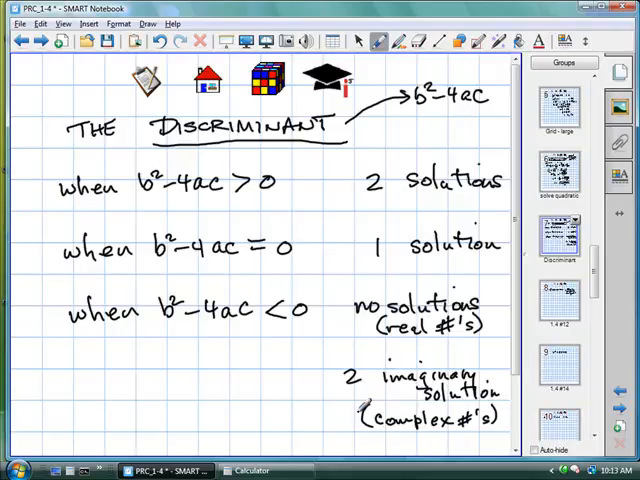And here are the basic three guidelines. If the discriminant is positive, that is greater than 0, then you're going to have two solutions. I really should say two real solutions.